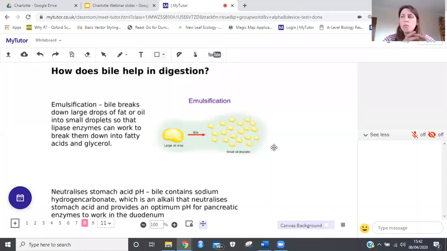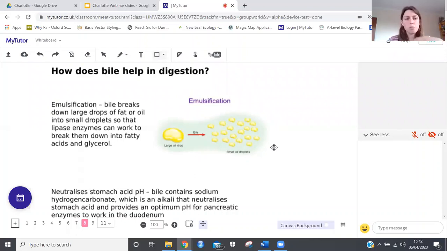If you've ever spilled oil into water, you know that it forms those slightly shiny looking droplets. They don't dissolve in water. They're very resistant to having anything done to them, and so lipase enzyme has quite a tough job of it. Those are hard to break down. And bile is our body's way of helping lipase do that.